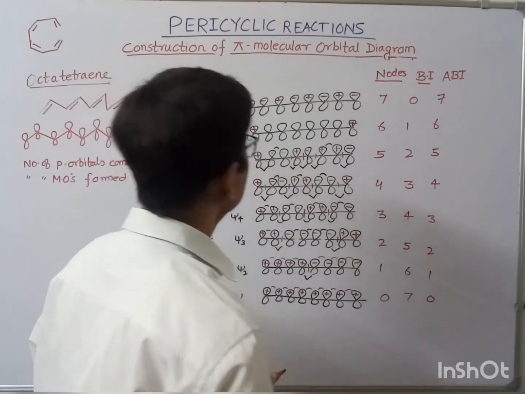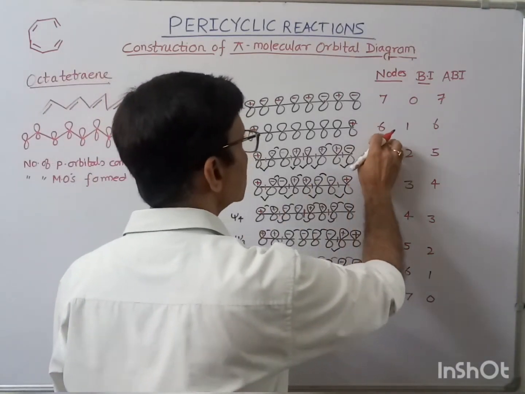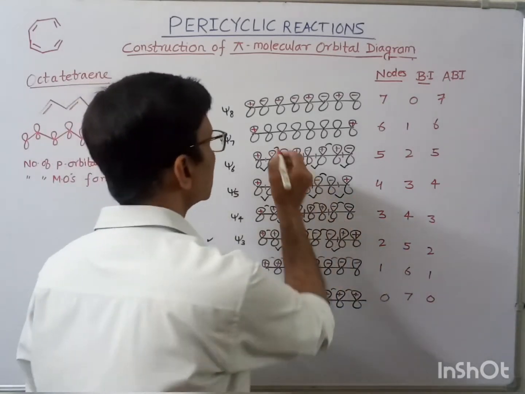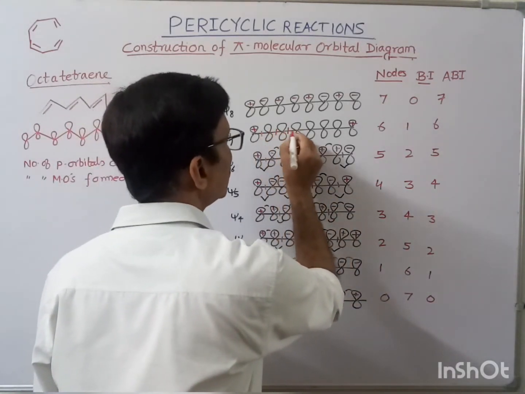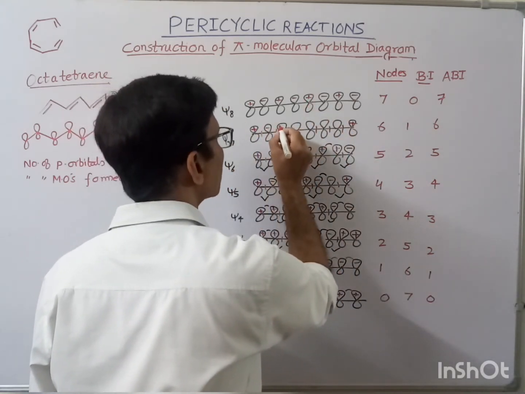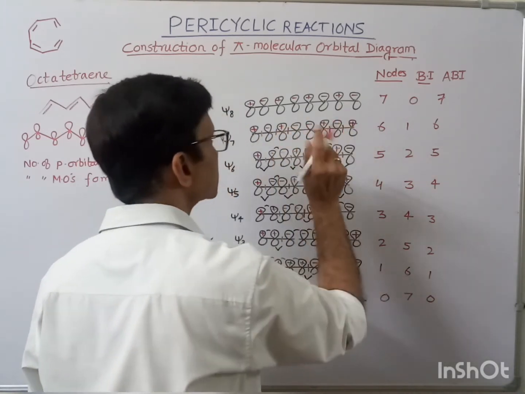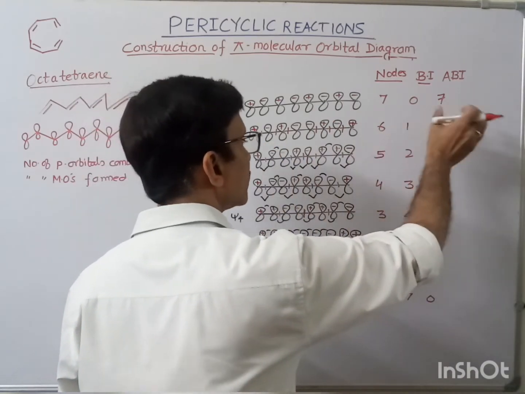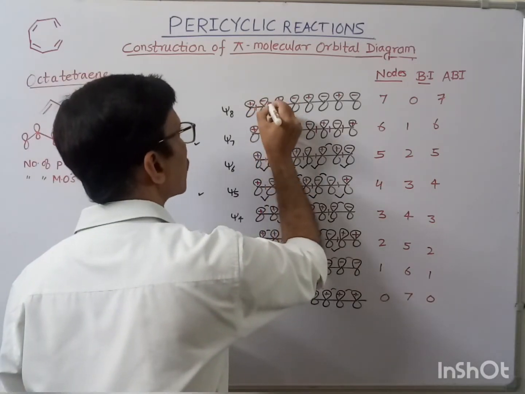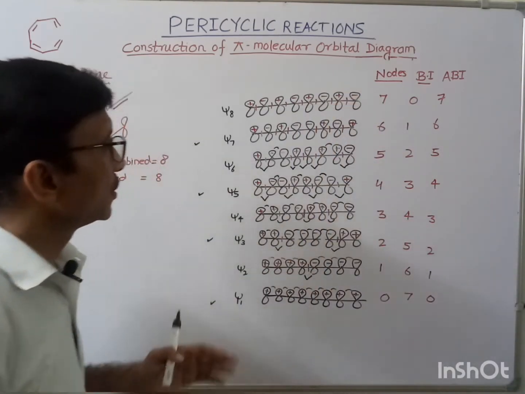Now psi 7: if you look at psi 7, the number of nodes is 6, and no node should pass through the center, so we can easily write 1, 2, 3. If you give the sign: minus, plus, minus, minus, plus, minus, like this. So bonding interaction 1, anti-bonding 3, 6, and like this. Here you can see the nodes I have already drawn: 1, 2, 3, 4, and one of the nodes will pass through the center.